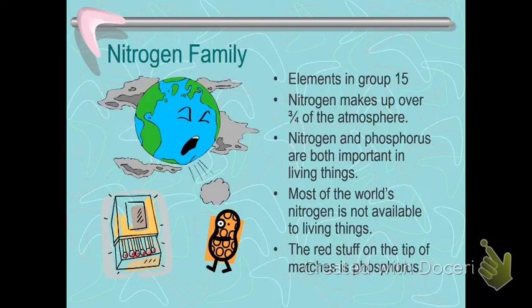And most of the world's nitrogen is actually not available to living things. So the plants can't utilize the nitrogen in the air. It has to go through a chemical process in the soil to be able to uptake it through its root. Okay? And then whenever you've struck a match, the stuff on the end, that red tip, is going to be phosphorus.